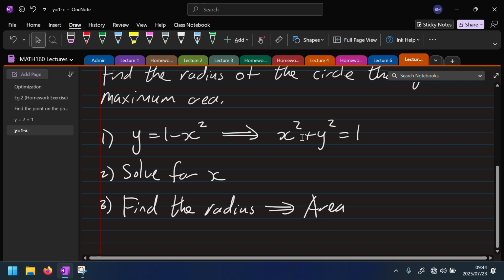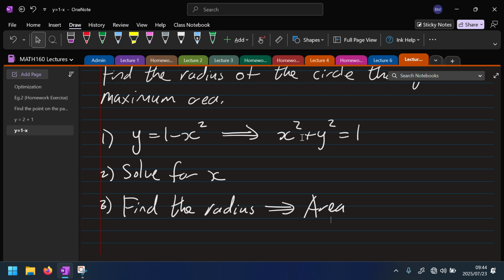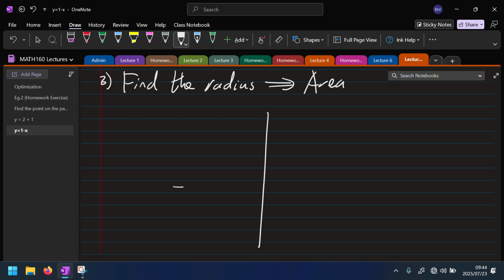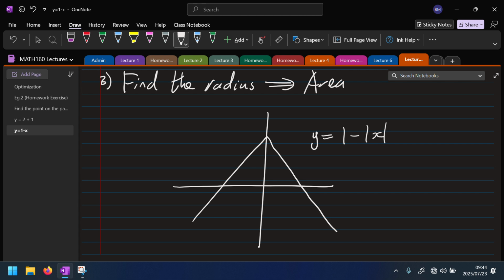So you've got the equation here. Solve for x, find the radius, and then find the area. Right. Any questions on this? You're good. Okay, and then something else to try that's very similar. Instead of a parabola, maybe we've got something like this. So upside down absolute value function. Okay, 1 minus the absolute value of x.